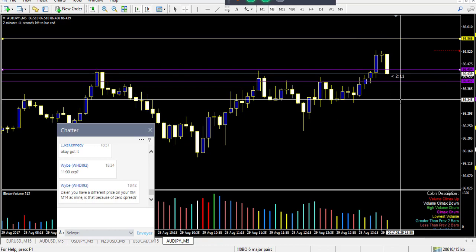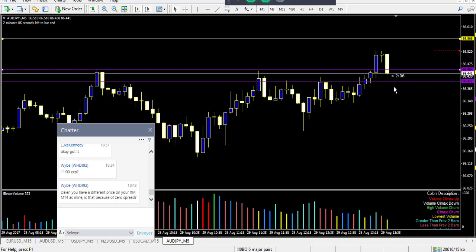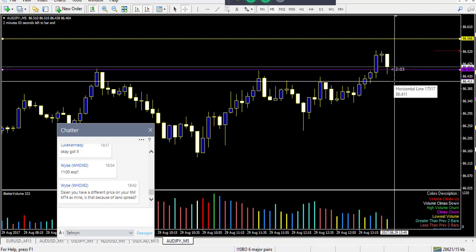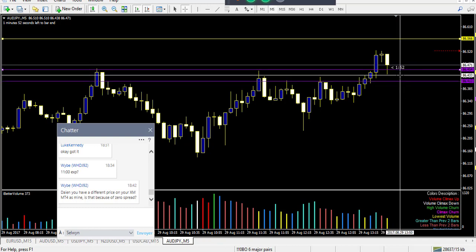But since this candle is quite big, if the price reaches our second level, we can take a call for 5 minutes. It has been rejected already, which is a good sign. It means it might touch our SR, our yellow line.